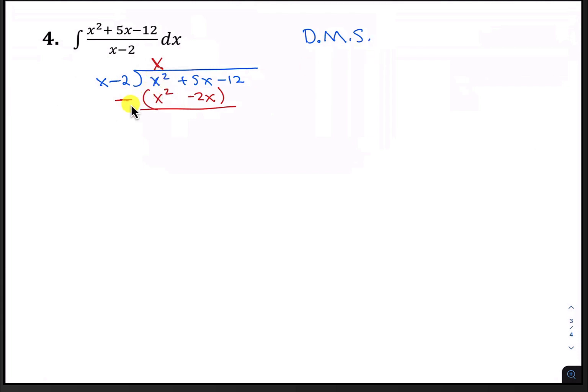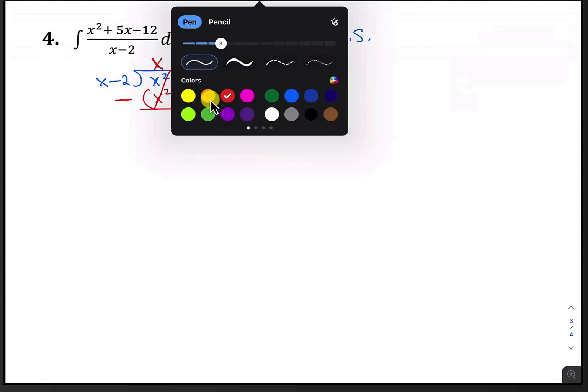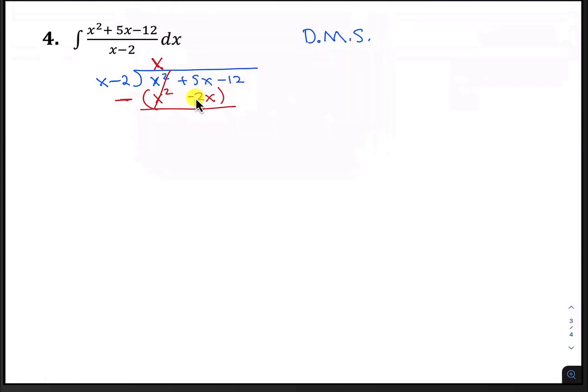That's the s part of the DMS. Now x squared minus x squared cancels out, and we want to be careful here because we're doing 5 minus negative 2. That's 5x minus negative 2x, which is going to be positive. That changes to plus 2, so 5 plus 2 is 7x. And then you want to bring down the negative 12. Alright, that completes the cycle.